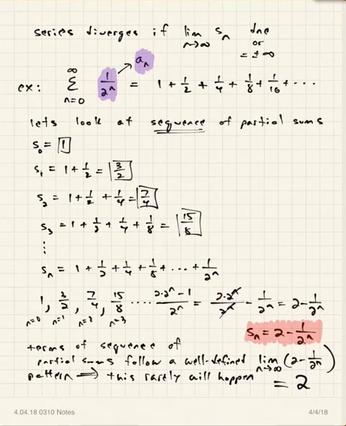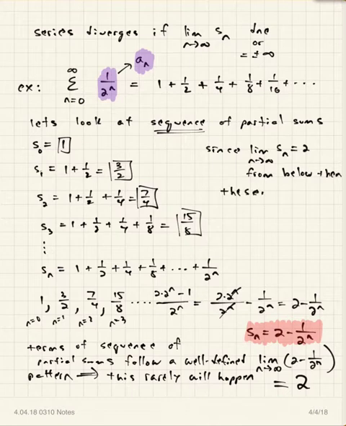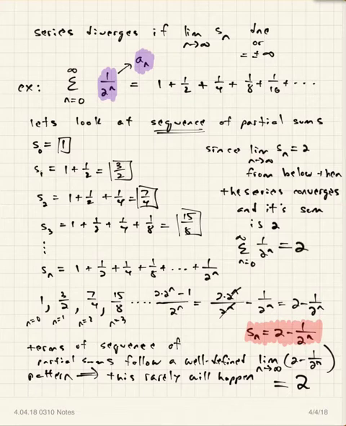And so what that implies about our series is that that's the sum of the series. Since the limit as n goes to infinity of s sub n is equal to 2 from below, then the series converges and its sum is 2. So in other words, this infinite sum right here is exactly equal to 2. I'm not saying it's approximately equal to 2. I'm saying it's exactly equal to 2. The sum as n goes from 0 to infinity of 1 over 2 to the n is equal to 2. Identically equal to 2. It's not close to 2. It's exactly equal to 2.